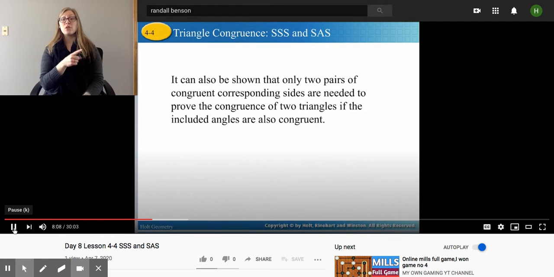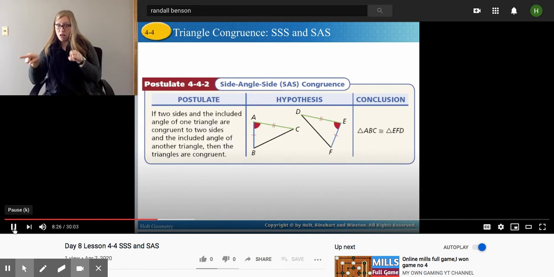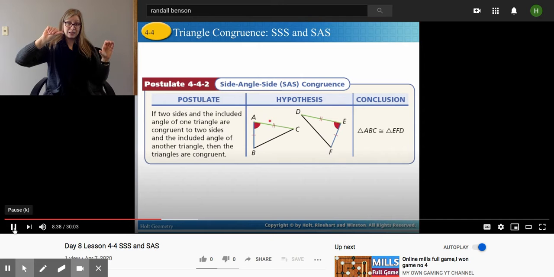So it turns out that it's sufficient information to know that two sides of one triangle are congruent to two sides of another triangle if you can show that the angle that's in between those two sides, the included angle, is also congruent. And so this is the side angle side congruence postulate. And you can see on our picture here that we have two sides. We have the side AC, and it's congruent to side ED, and they are in green, and then side AB, which is congruent to side EF, and that's in blue, and then this angle is the included angle. So angle E and angle A are also congruent to each other.